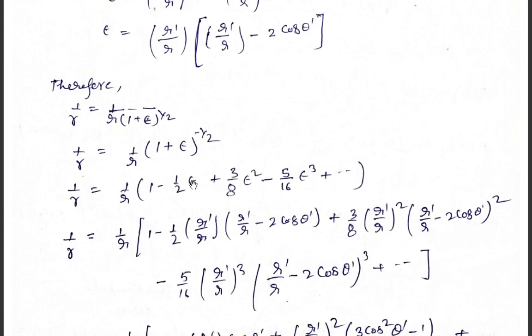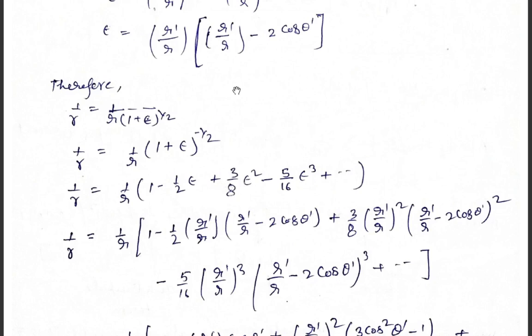So here we know the value of epsilon. What have we defined? We have defined epsilon as r prime upon r in bracket, r prime upon r minus 2 cos theta prime. In each place of epsilon we will substitute this quantity. So 1 upon gamma is equal to 1 upon r, that is 1 minus 1 by 2, and in place of epsilon, that is r prime upon r in bracket again, r prime upon r minus 2 cos theta prime. So this is the first value.